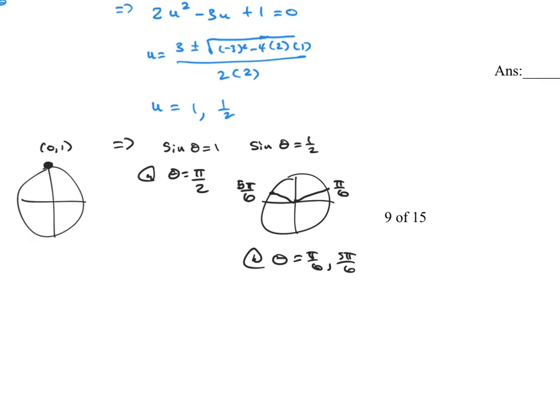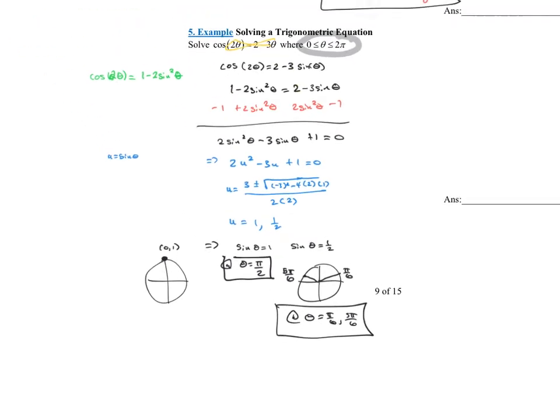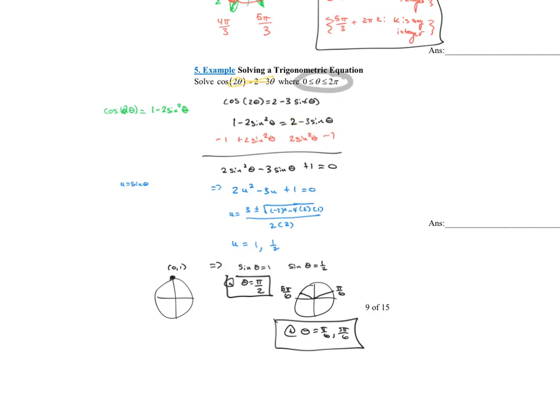Okay? So what's my solution? We have pi over 6, 5 pi over 6, and pi over 2. There are my solutions to this equation right here. So again, I apologize for the typo in there. Make sure you work through it. Let me know if you have any questions.